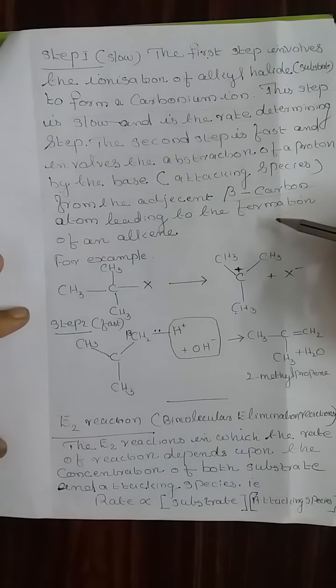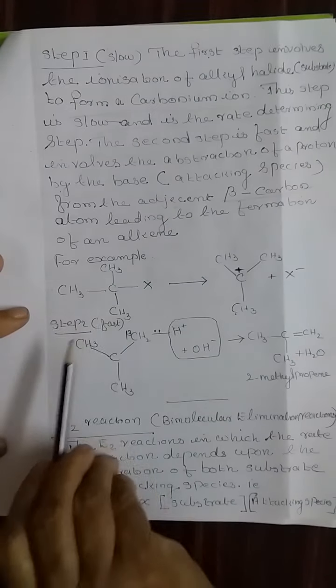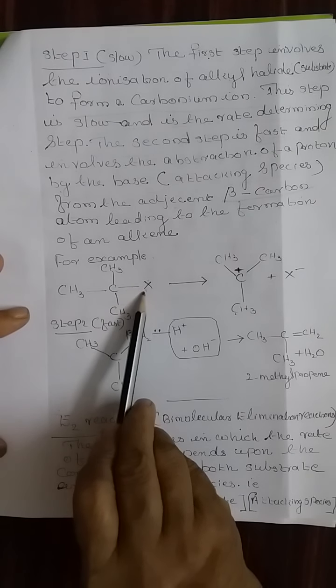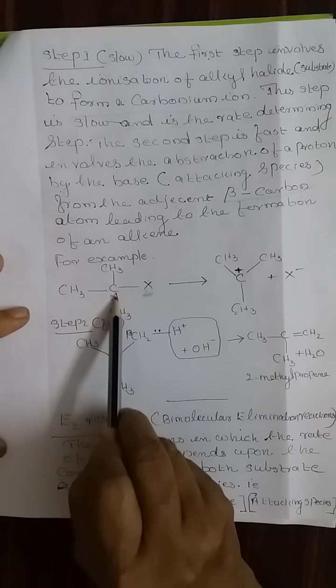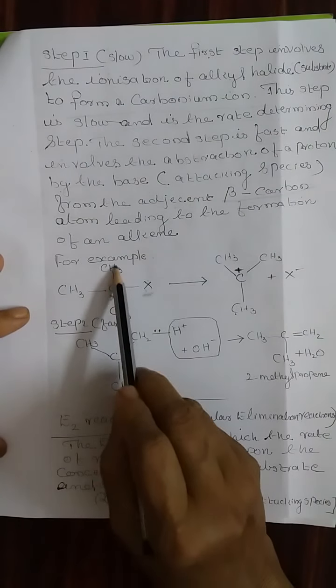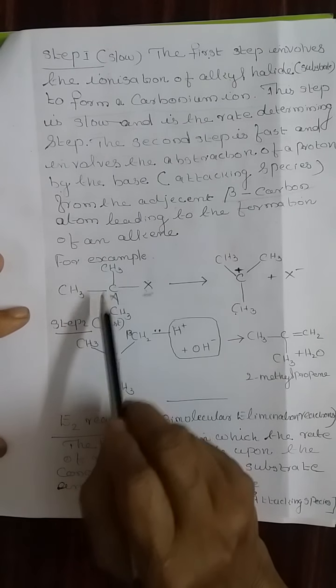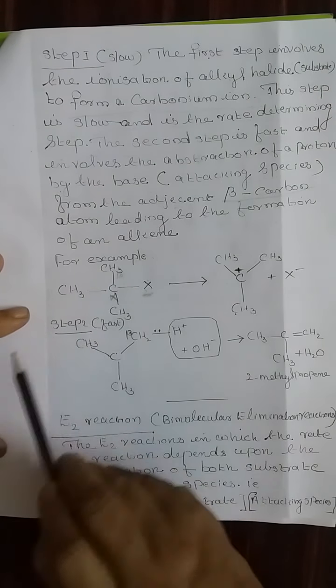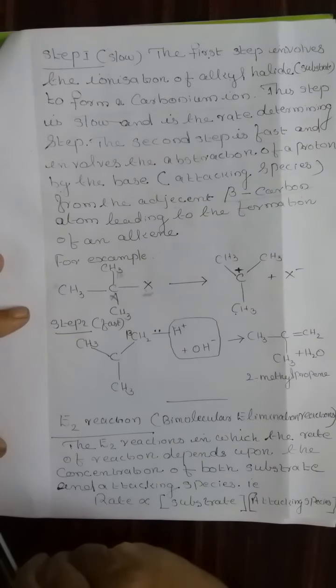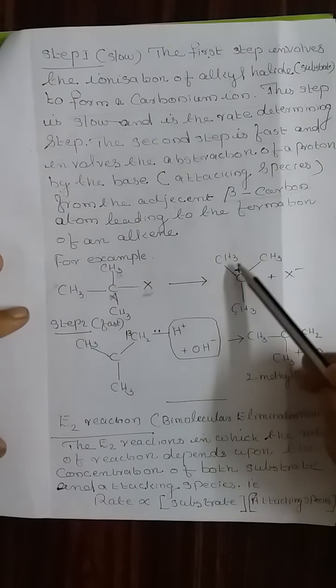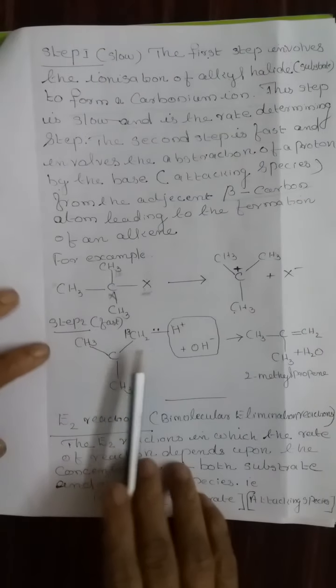Alpha carbon atom is the carbon which is holding the functional group. Therefore, if this is a halogen which is the functional group, this carbon is an alpha carbon atom. And the adjacent, any carbon atom can be taken. This is a beta carbon atom. This is also a beta carbon atom. This is also a beta carbon atom. We select one of the beta carbon atoms like this.